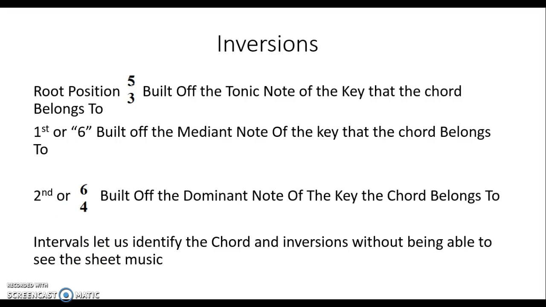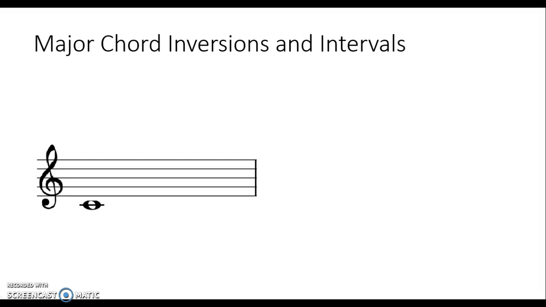Now, the reason to know the intervals behind these chords is so that we can hear these intervals when we can't see the music in front of us. So with the major chord, with C major, you're going to first put a major third above the tonic. So that's an E, C to E, which sounds like this. And then there is a minor third above that, or a perfect fifth above the tonic. And this chord sounds like this.